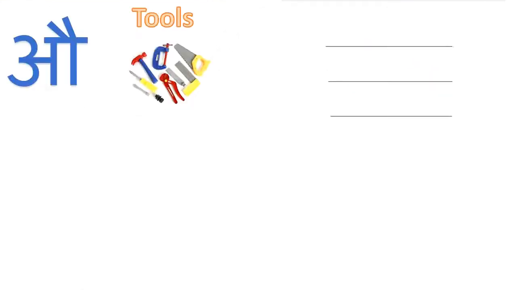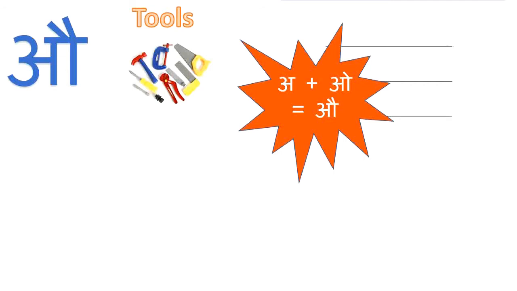Second swar in this lesson is O. Sound O is produced by joining two sounds, A and O together. Speak with me, O. Observe, A should be short. It's not AO, it's O. Speak with me, O. The word starting with O is auzar.